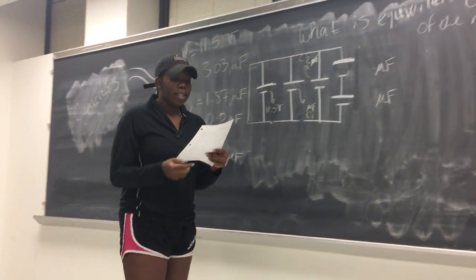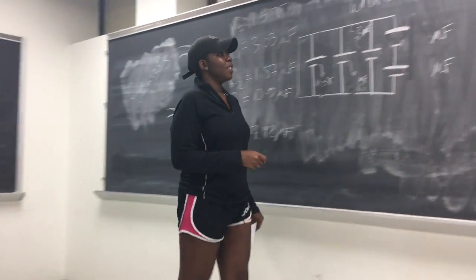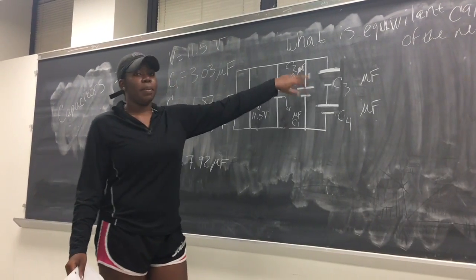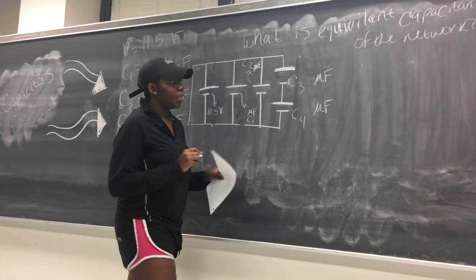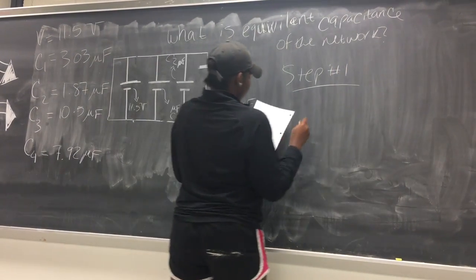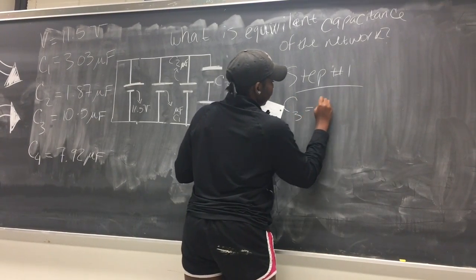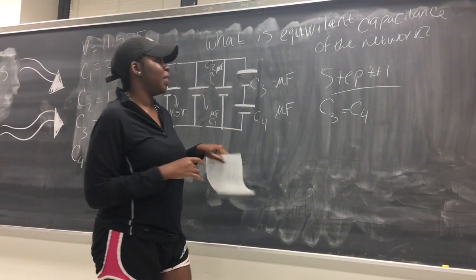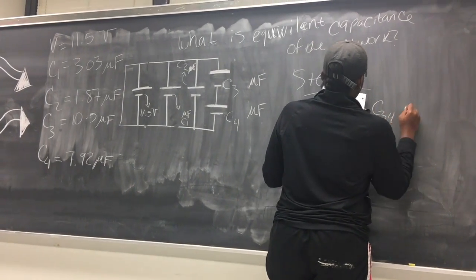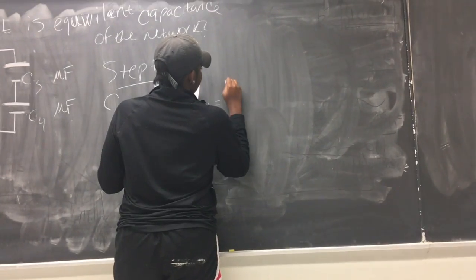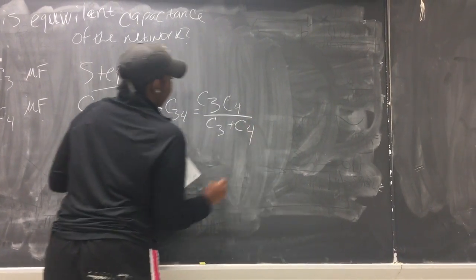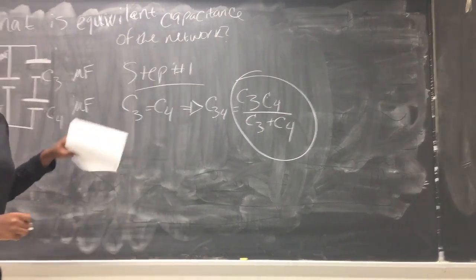Okay, so in order to find the equivalent capacitance of this whole network, our first step will be to find C3 and C4, and that's only because they're in parallel. So since they're in parallel, we're going to have to combine them. So step one. And so this is going to be our equation to find C3 and C4.